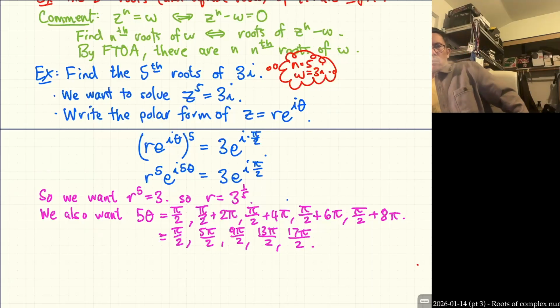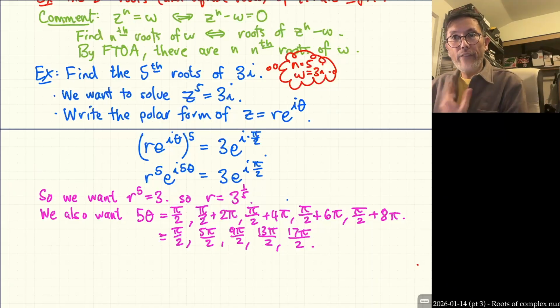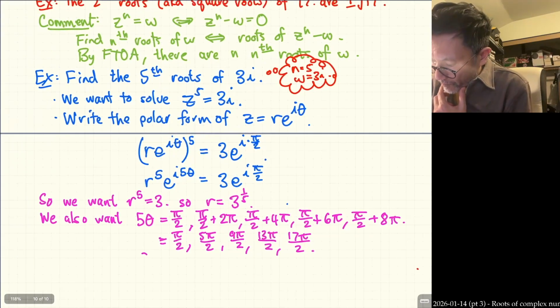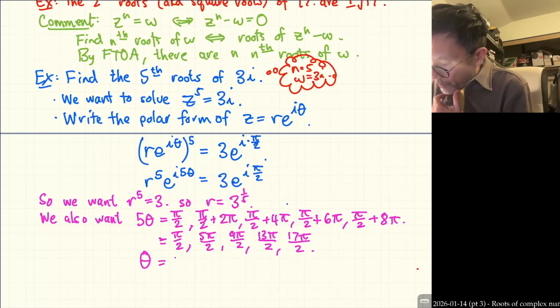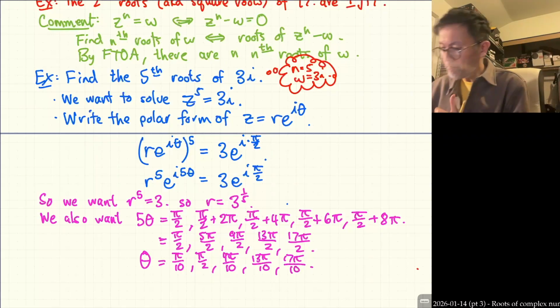Yeah? So I want 5 times theta to be equal to one of these 5 numbers. So therefore, just dividing both sides by 5, I learned that I want theta to be one of these 5 numbers. So if I divide pi over 2 by 5, I get pi over 10. Then 5 pi over 2 by 5 gives pi over 2, 9 pi over 10, 13 pi over 10, and finally 17 pi over 10. Okay?